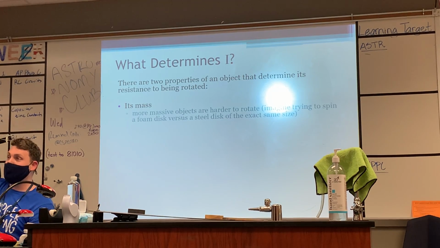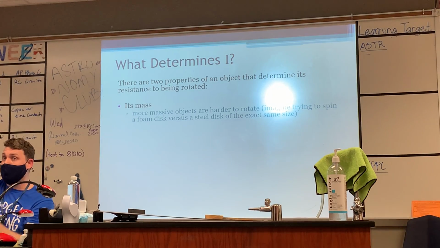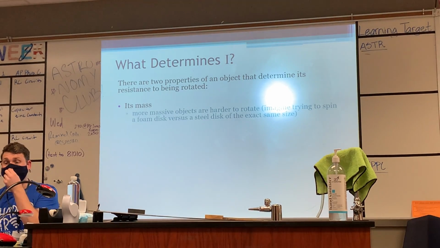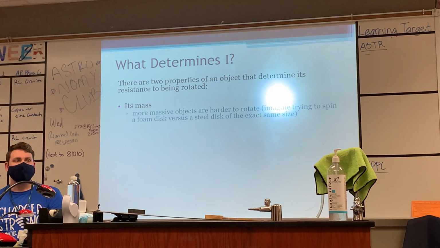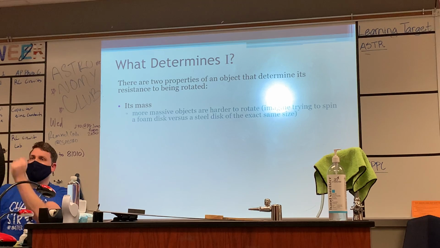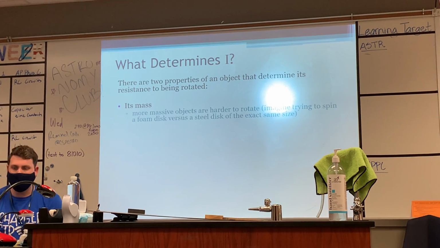Guys, there's 2 properties that determine how difficult something is to rotate. The first one is the mass of the object. A more massive object is harder to rotate than a less massive object. Imagine if this wheel was made out of solid steel. This wasn't rubber, it was made out of solid steel. It'd be a lot harder to rotate, right? A more massive object is harder to rotate.